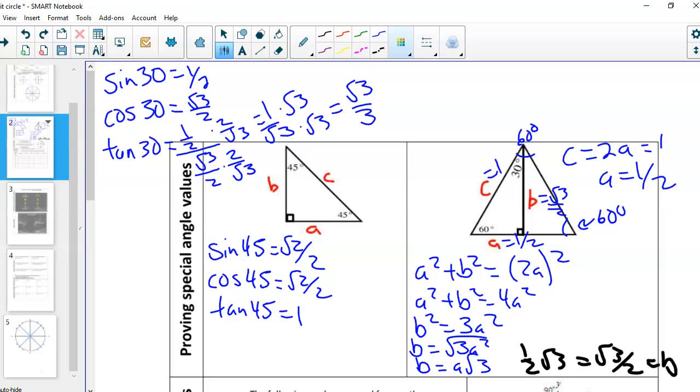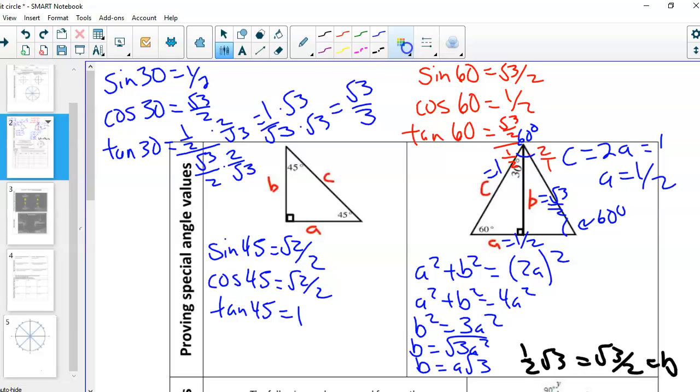And then we could do the same ratios, but now for 60. The sine of 60 is √3/2. The cosine of 60, 1/2. And then the tangent of 60, we have to do that fraction again, but now we have √3/2 over 1/2. So we end up multiplying by the reciprocal of the denominator again to get just √3.